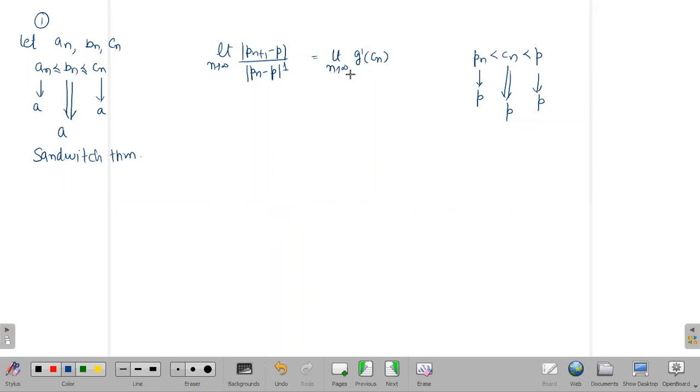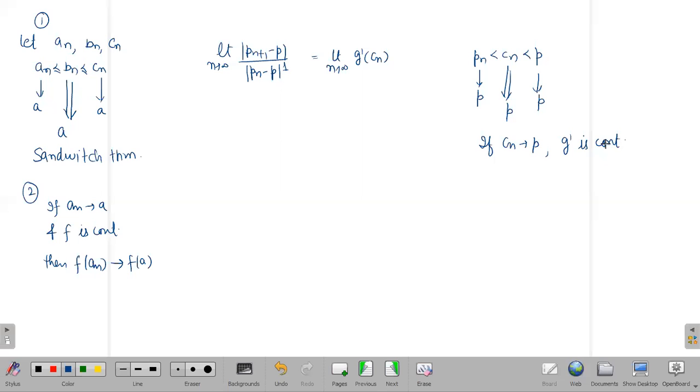So now what about g dash at Cn? Here we have another result: if An is converging to A and f is a continuous function, then f of An is converging to f of A. So now you got the limit here, because g dash, we have already taken, is a continuous function. If Cn is converging to P and g dash is continuous, then g dash at Cn is converging to g dash at P. That will converge to g dash at P, which is already less than 1.